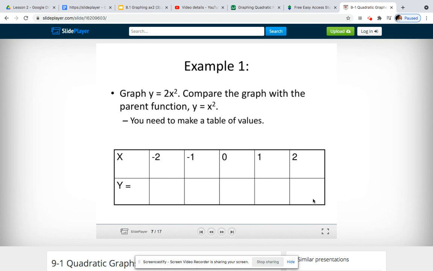Once you have created your table, and I like to do at least 5 x's and y's, you just plot them on your coordinate grid and you draw your line. And that's the gist of it.